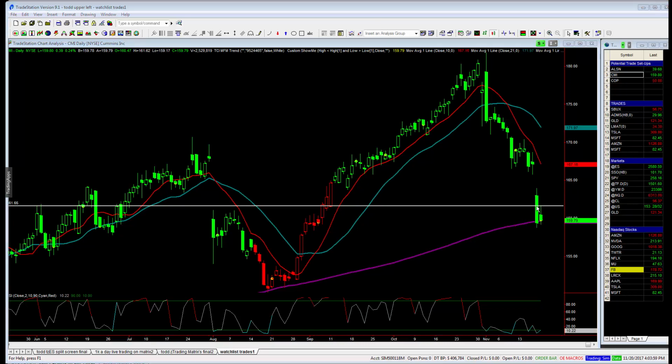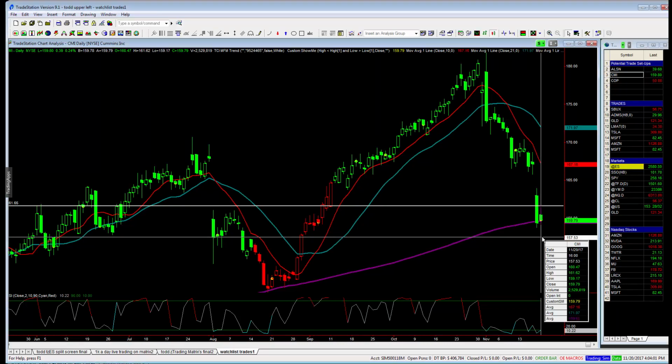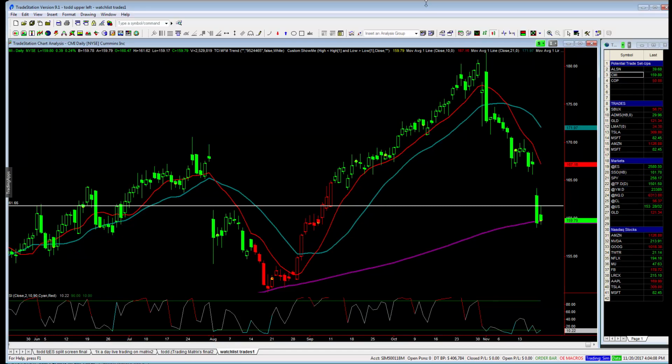So if today's high, since this stock is over 150, I'd go 20 cent penetration. So if the high is 161.62, I'd go 161.82, right? Let's see, buy at 161.82. Again, same rules apply here.